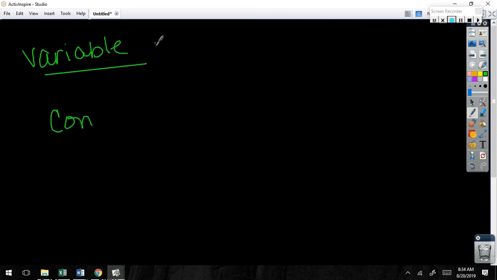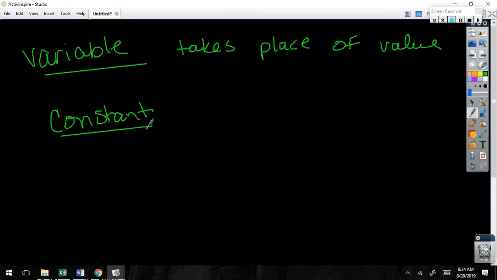So a variable takes the place of a value. Constant, you said it always stays the same, and that's right. It doesn't have any variable to it. It never varies in value. It's always the same value, okay? Numbers are constants. When we start talking about equations, the numbers without the variables are the constants, okay? Always.